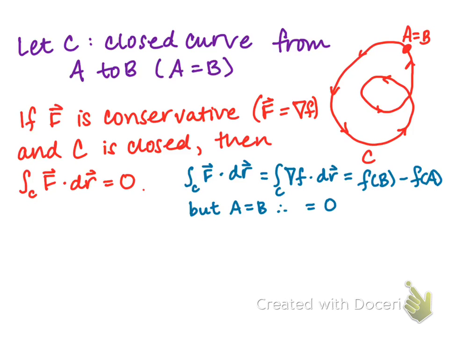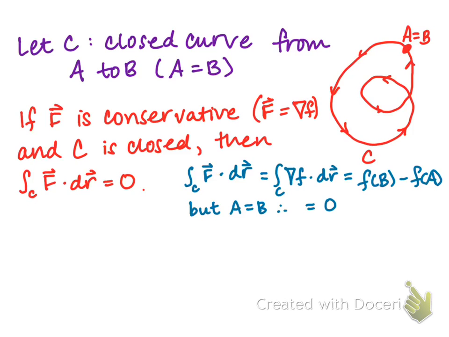Okay, so remember what the physical interpretation of a line integral of a vector field is? The line integral over C of F dot dr is the work done as you move along the curve C. So what we're saying in this case is that the work done along a closed curve is 0. The work done along a closed curve, if the vector field is conservative, is 0. And again, that word conservative has to do with conservation of energy.